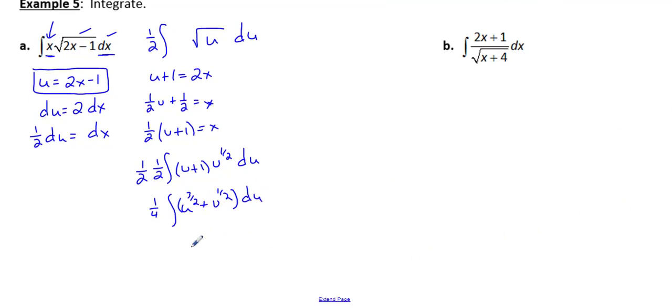All right, now let's find the antiderivative. 1/4 of u, 3/2 plus 1 makes 5/2, right? Multiply by the reciprocal, 2/5. Plus, leave a space, u. 1/2 plus 1 would be 3/2. Multiply by reciprocal, 2/3. And then we can just go plus c.